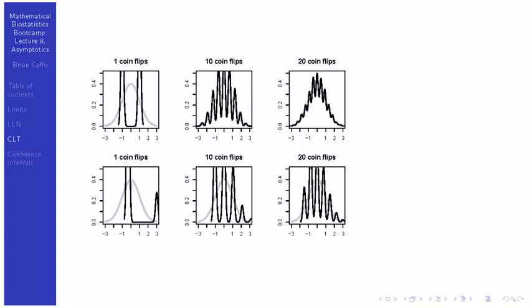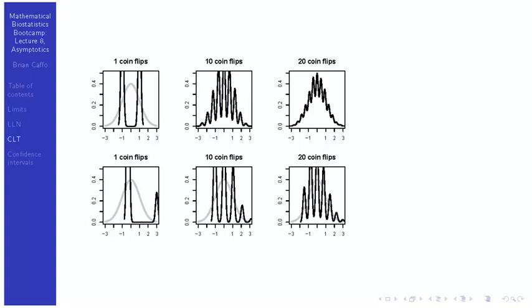After 10 coin flips, so here now we're flipping the coin 10 times, taking the sample proportion of heads, subtracting off 0.5, and then dividing by the square root of 0.5 times 1 minus 0.5 divided by 10. And we repeat that process over and over and over again and get a histogram of the results, we see that the distribution of the normalized average of 10 coin flips looks pretty normally distributed, but still it's very discrete compared to the normal distribution.